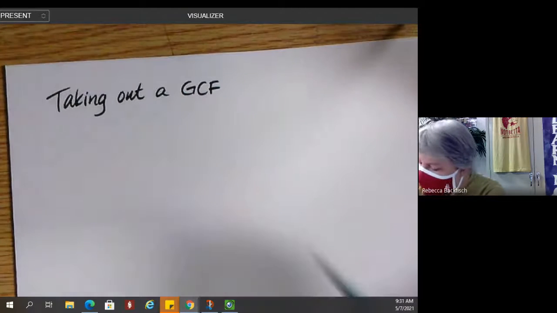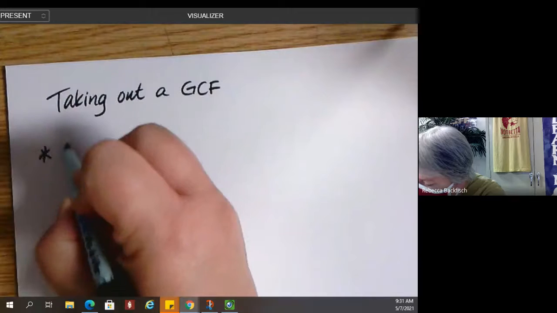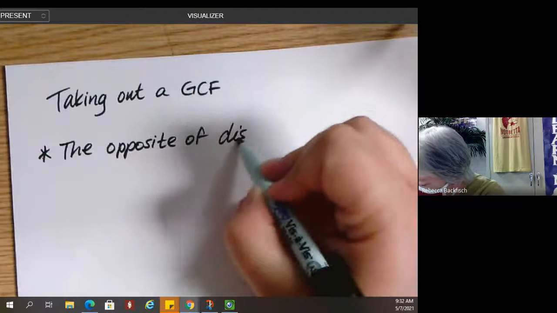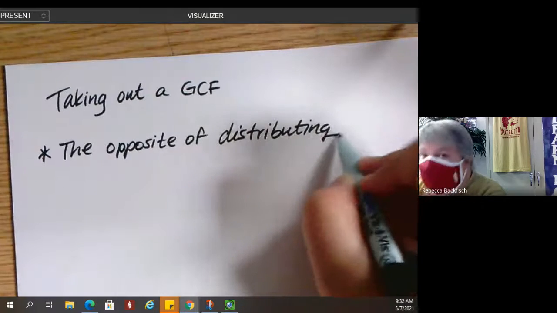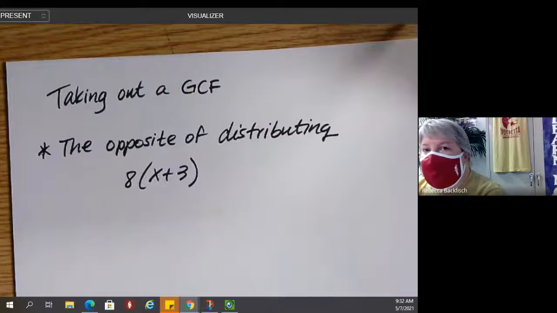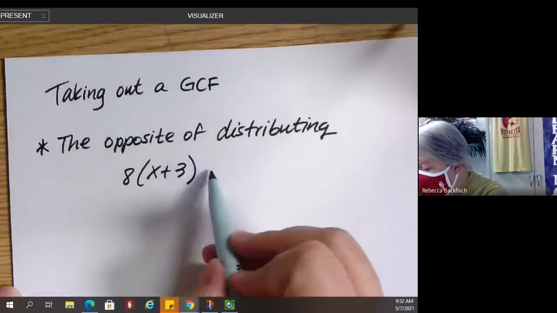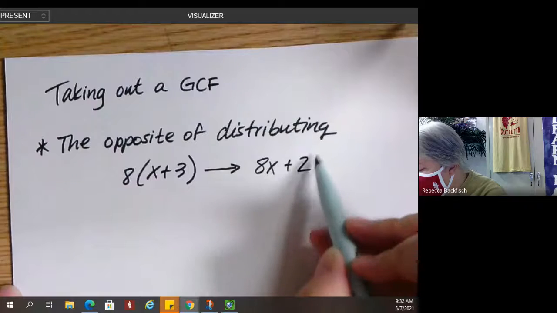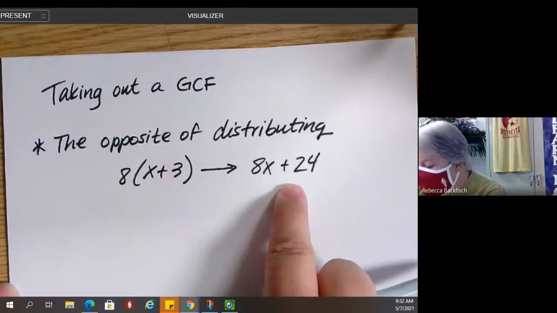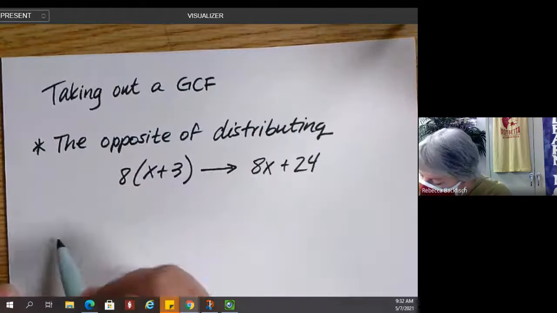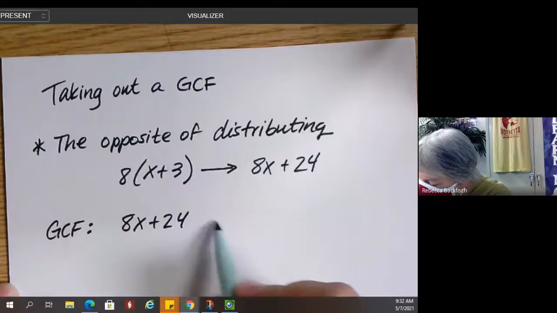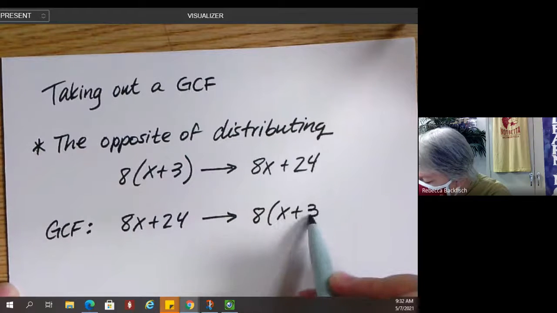Now, taking out a GCF is the opposite of distributing. For instance, if I had this, and I said I'm going to multiply that, I would use the distributive property. And I would say, okay, that's 8x plus 8 times 3. Taking out a GCF is going in the opposite direction. It's starting here and saying, what's my greatest common factor? And going there. Basically, your end product when you're taking out a GCF looks like you're about to distribute. It has a number out front.